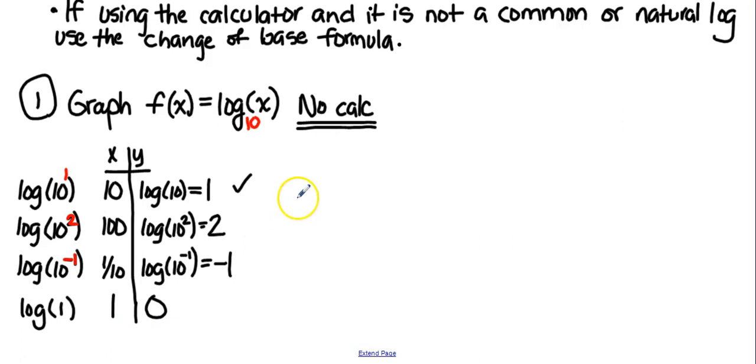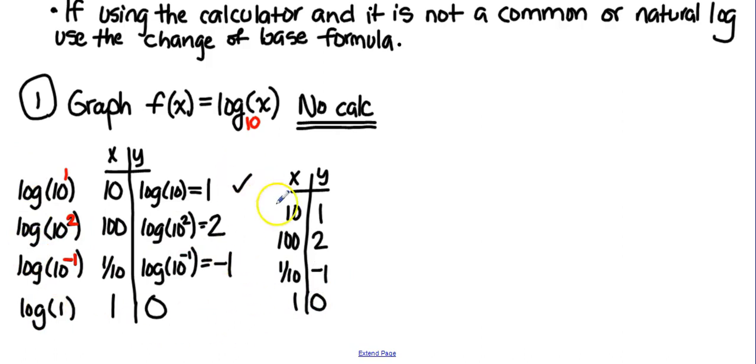So if I were to rewrite my little table without all of the work in it, I now have these ordered pairs: 10, 1; 100, 2; 1/10, negative 1; 1, 0. So I literally just simplified the work we did down to this table with 4 ordered pairs. We are now ready to graph, so let's sketch a quick graph.